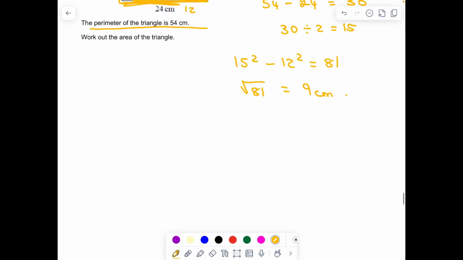So to find the area now, I need to do base, which is 24, times height, which is 9, and then halve it. So 24 times 9, and then halve it is 108 centimetres squared. And again, you can do your calculations on the calculator.